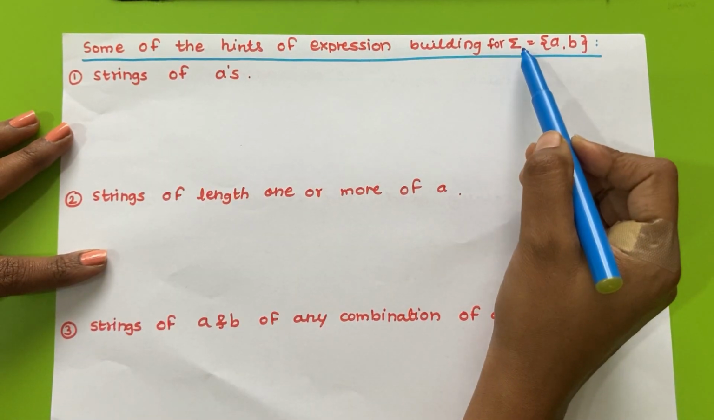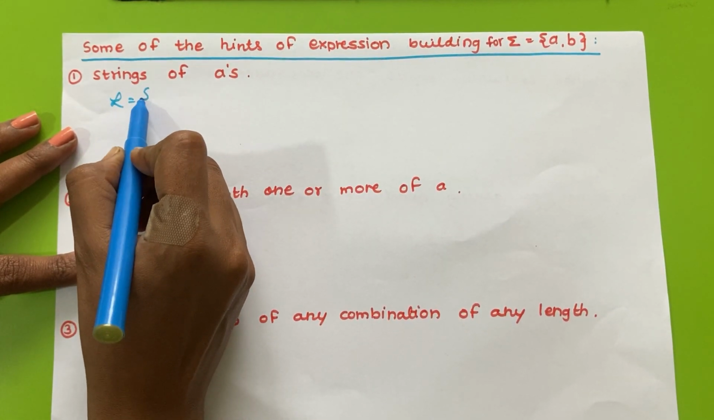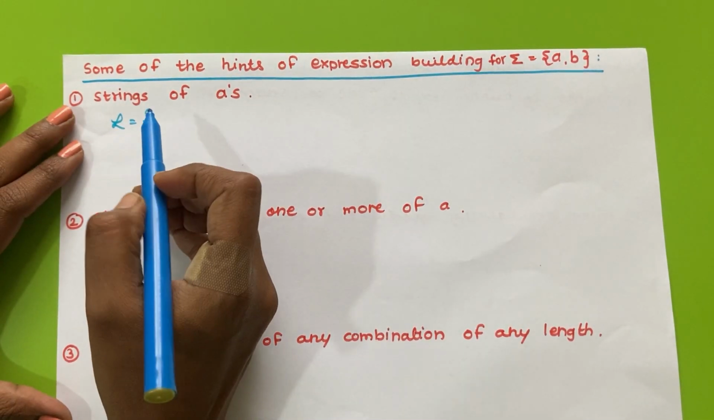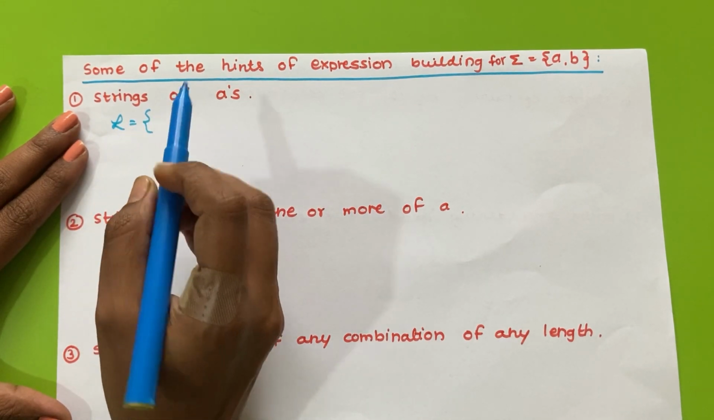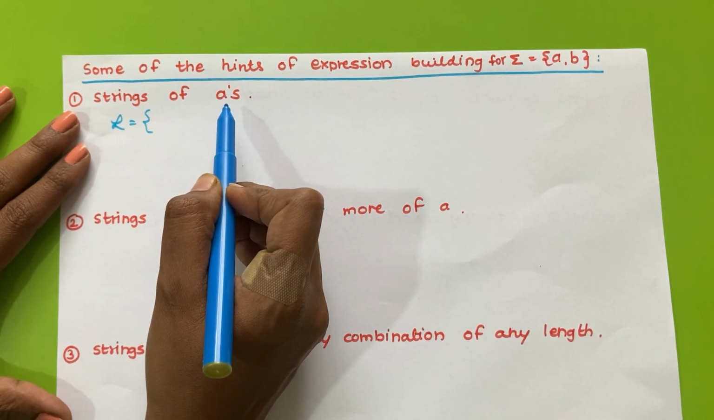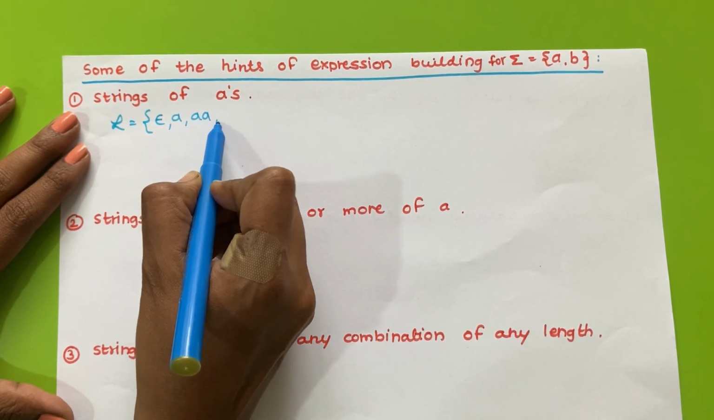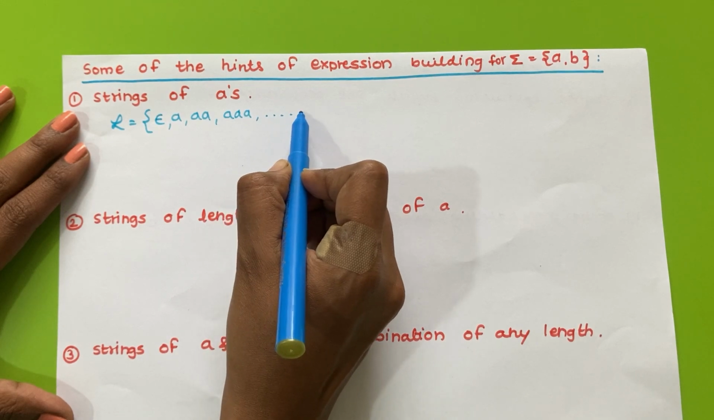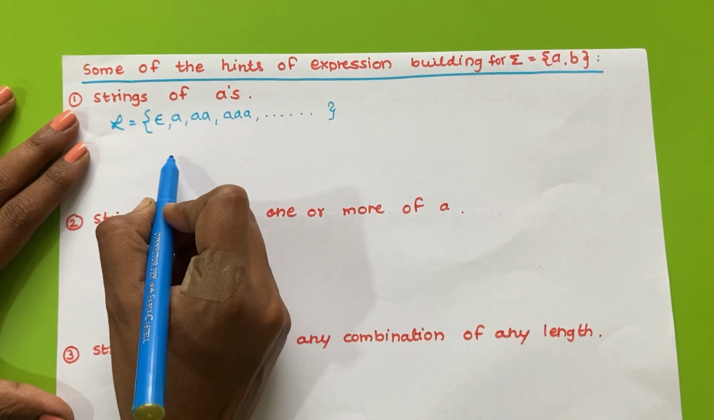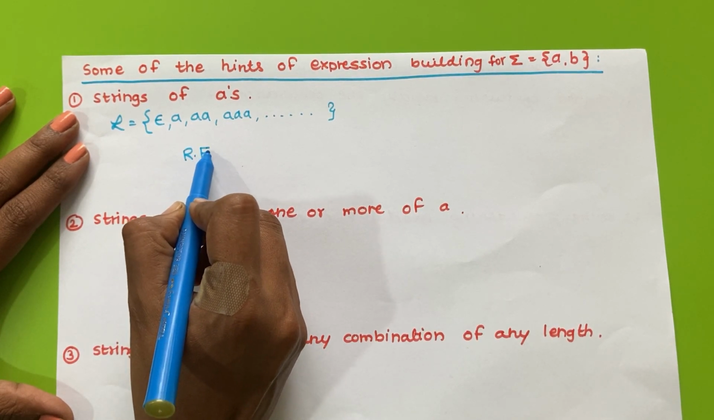Here, even if we have sigma equal to {a, b}, we have to accept all the strings that are of only a's. While designing we always start with writing the set L, and in the starting we always write the smallest string. So for strings of a's only, the smallest string will be empty, then a, then 2 times a, then 3 times a, 4 times, 5 times, etc. All these strings will be accepted in the given regular expression. So what will be the regular expression for this purpose?